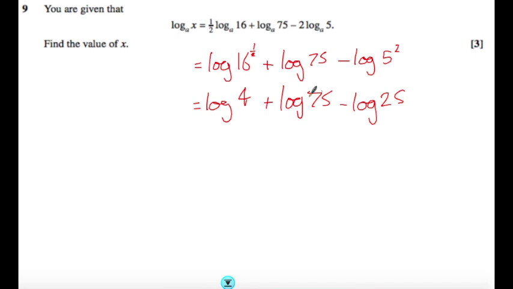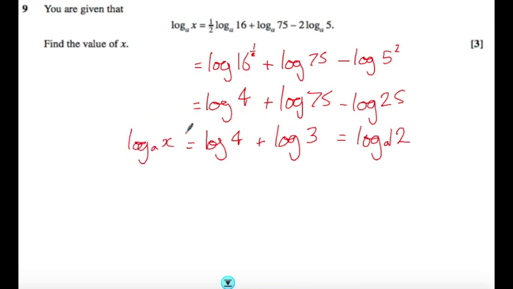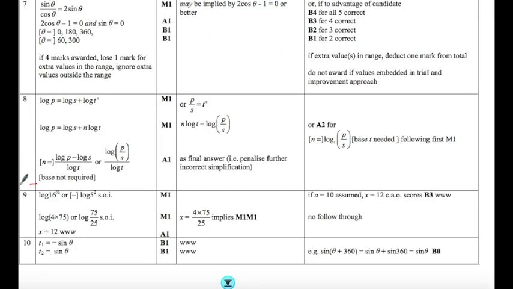So now we can just use log rules to put these together. So we can do 4 times 75 divided by 25. So log 75 minus log 25 will be log 3, and then log 4 plus log 3 will be log 12. So if log ax equals log a12, well, x must be 12. So there you get a mark for 16 to the half and 5 squared, either of those seen or implied, a mark for putting them together at all, and then a final mark for 12.